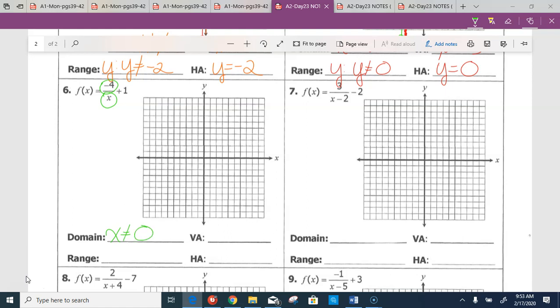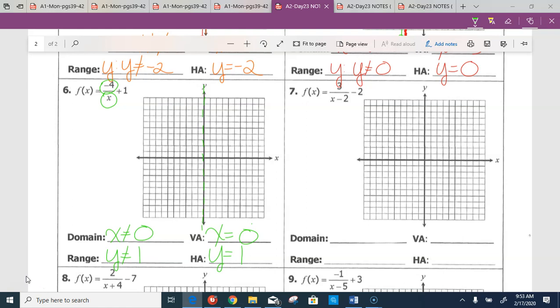X can be anything but 0, which means that my vertical asymptote is at x equals 0. My range is going to be anything but positive 1. So then my horizontal asymptote is at positive 1. So let's see what that means. So at x equals 0, that's basically your y-axis. I'm going to go ahead and have my boundary, my asymptote.